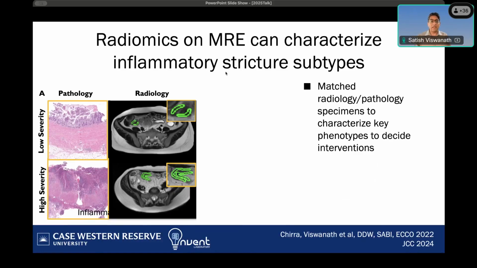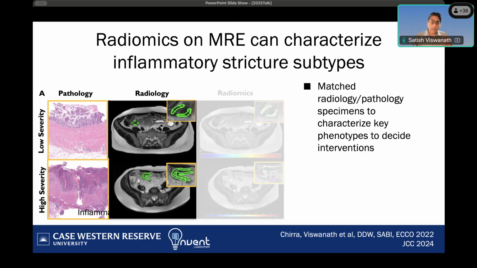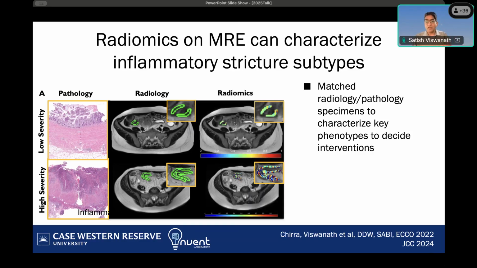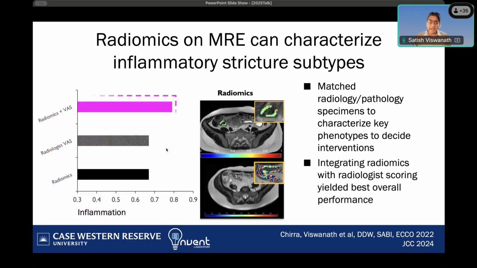In this case, we explored the concept of inflammation. We can use the pathology data to define low and high inflammation. This is important for selecting anti-inflammatory versus anti-fibrotic therapies. What we found was that we could identify distinct radiomic features to distinguish between this low and high severity. We could then integrate this with radiological scoring to get a very accurate prediction of which patients had severe inflammation, which is very critical because those are the patients who may not necessarily respond to just routine anti-inflammatory therapy.